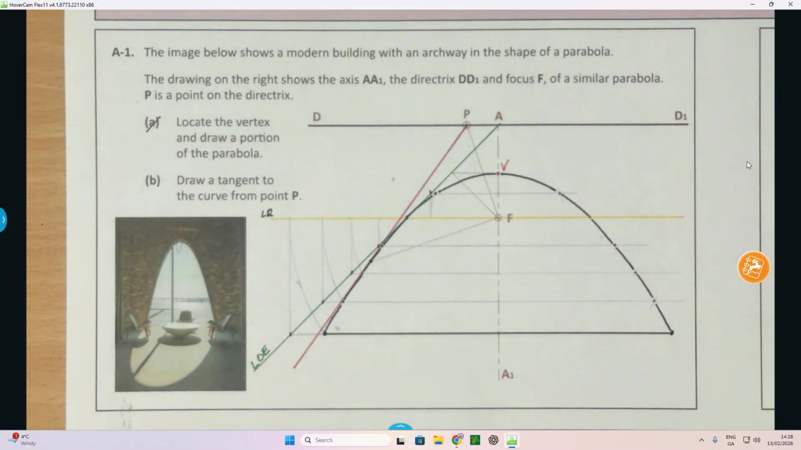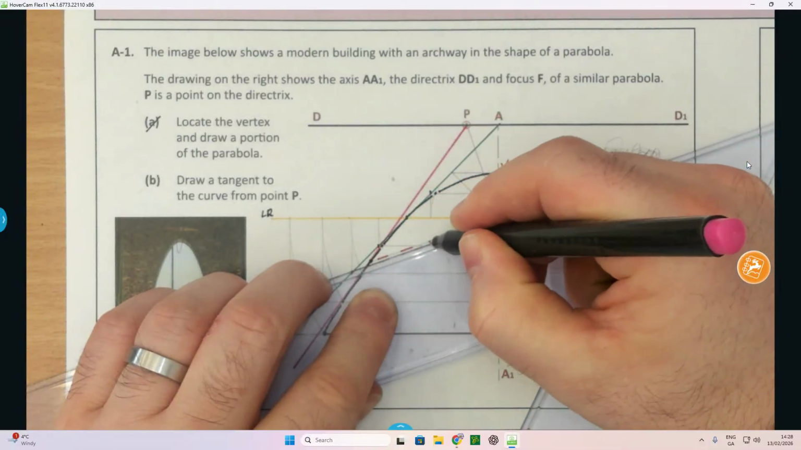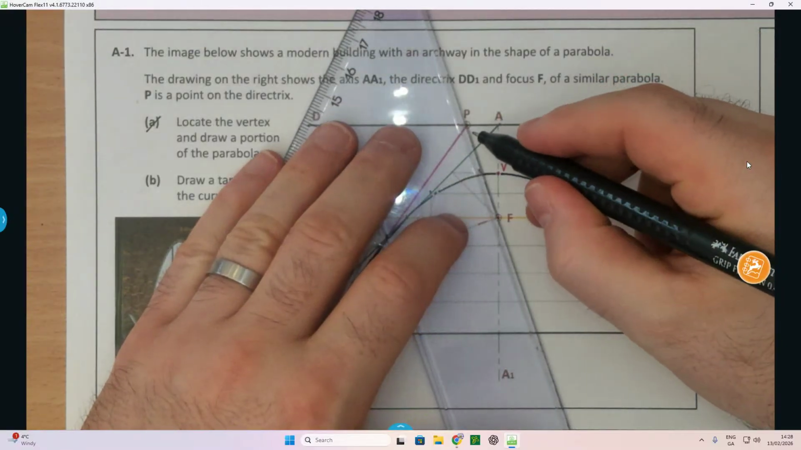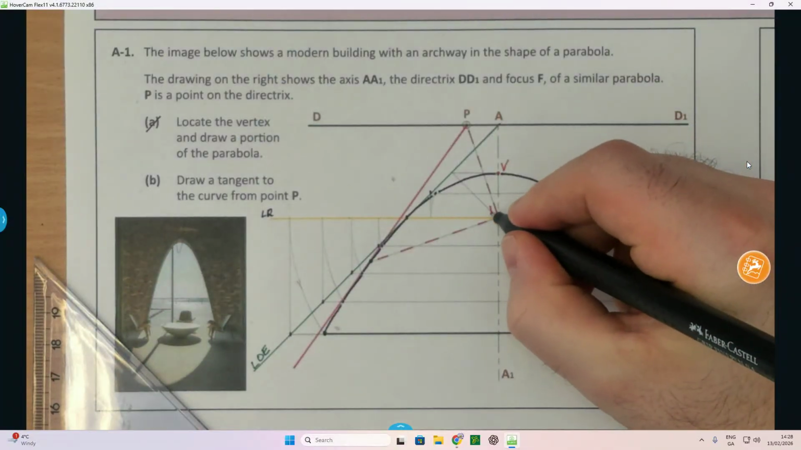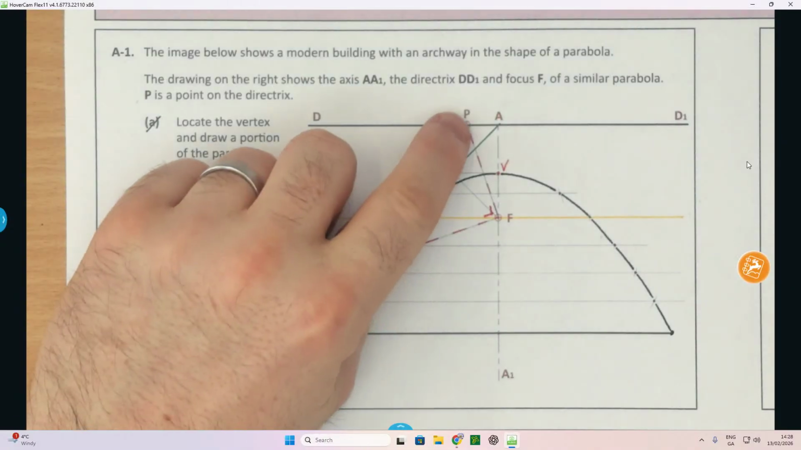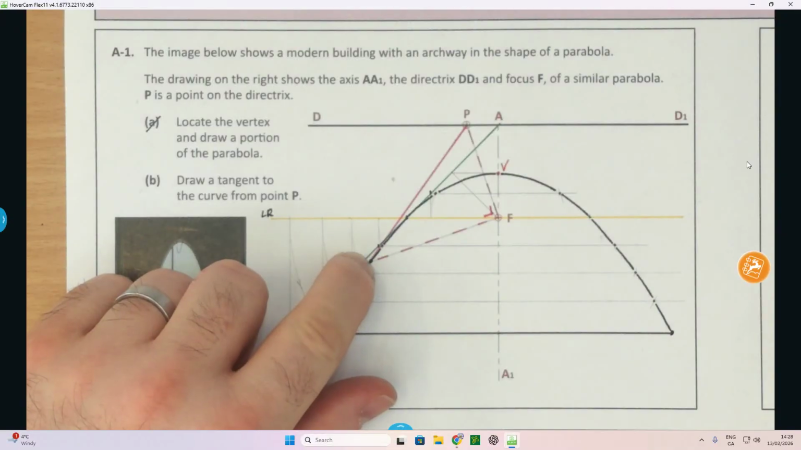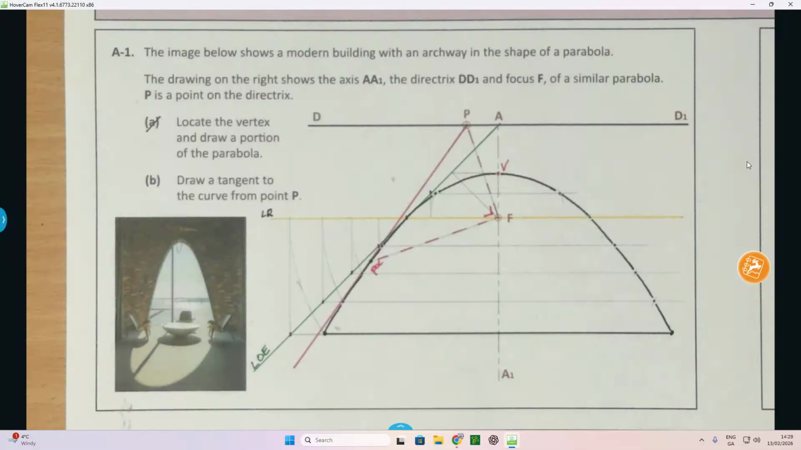Just for demonstration purposes, I'm going to put it in there with the pink. Okay, but what I will do is just highlight that. Just showing you there the method. And there we have the 90 degrees created. So all we did was P to the focus, we went perpendicular to where it intersects our parabolic curve to find, I suppose, our point of contact, POC. Okay, and then we drew in our tangent. There you have it, guys. That there is part B of the question done.